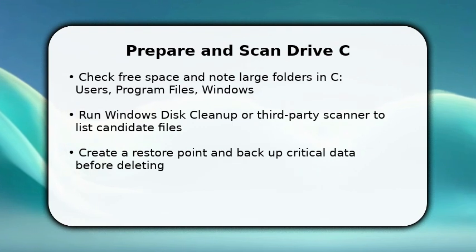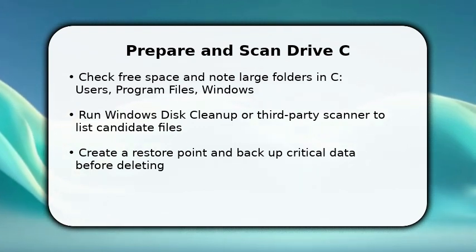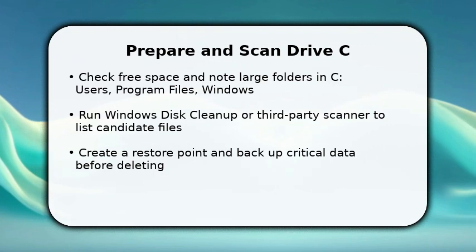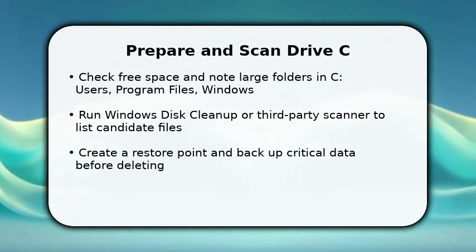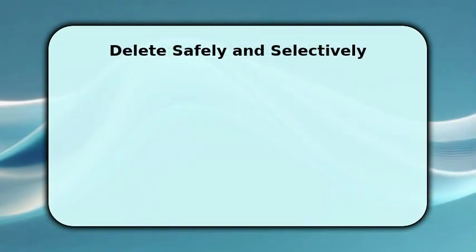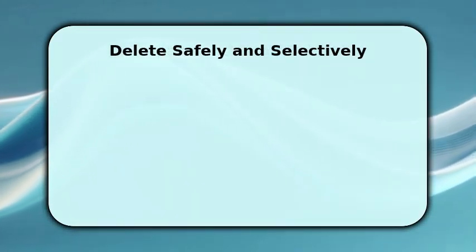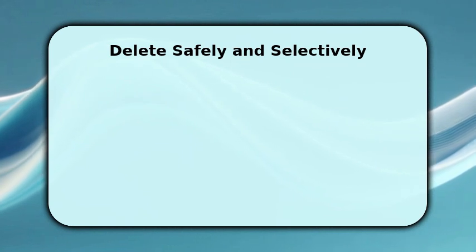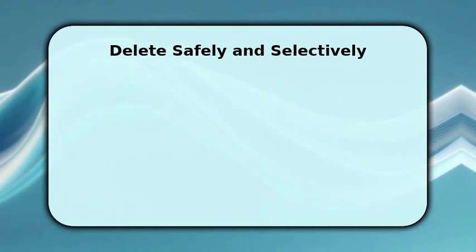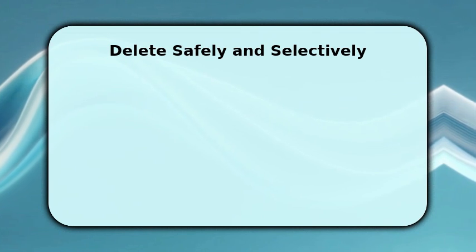Make sure to create a system restore point and backup personal files to an external drive so you can recover anything removed by mistake. You now remove files safely. First, empty the recycle bin and clear %temp% to reclaim immediate space. Type %temp% in Run and delete contents you recognize.